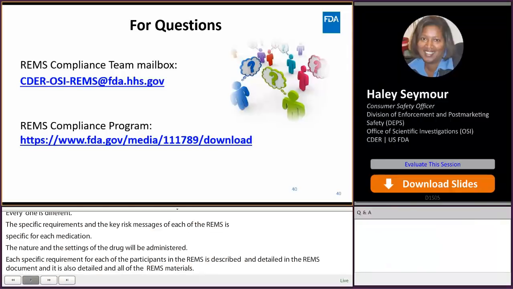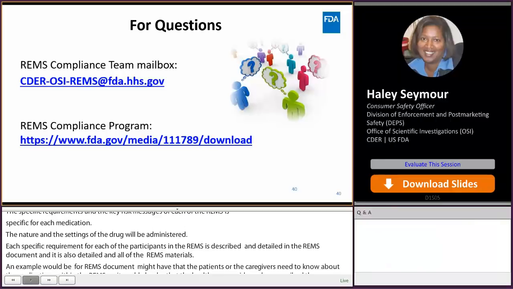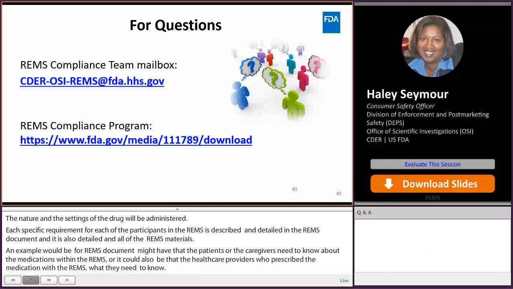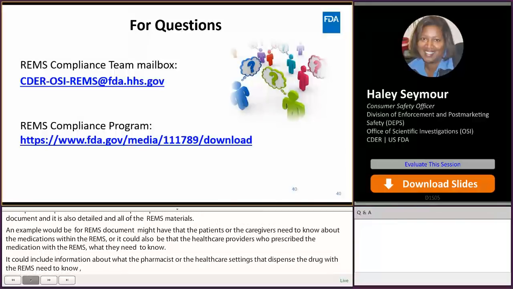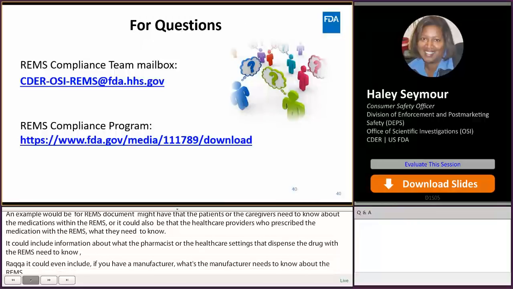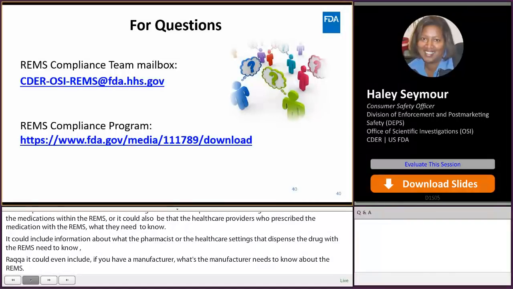It could include information about what the pharmacists or the healthcare settings that dispense the drug with the REMS need to know. Or it could also include, if you have a manufacturer, what the manufacturer needs to know about the REMS. Just remember that this information can be found on the REMS at FDA website, and it is also available on the drug product's website, and it's always going to be maintained by the drug manufacturer.